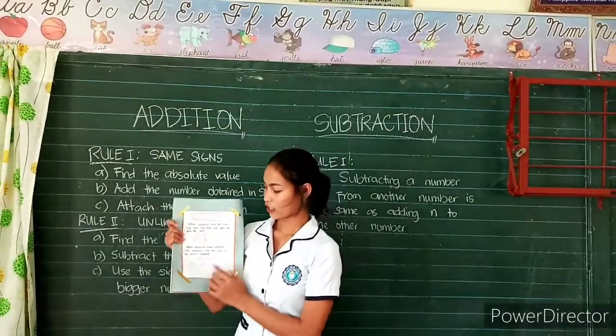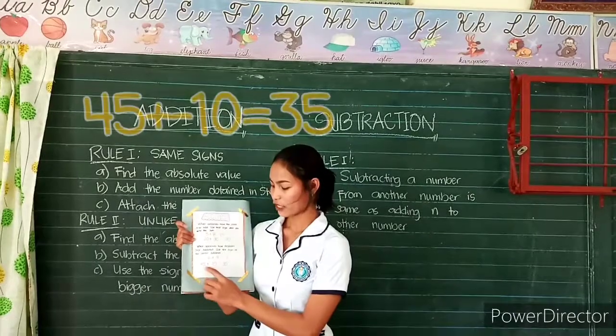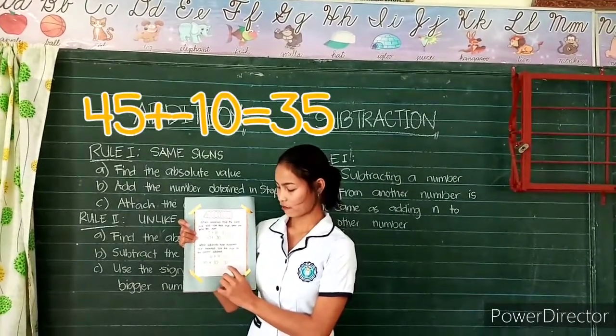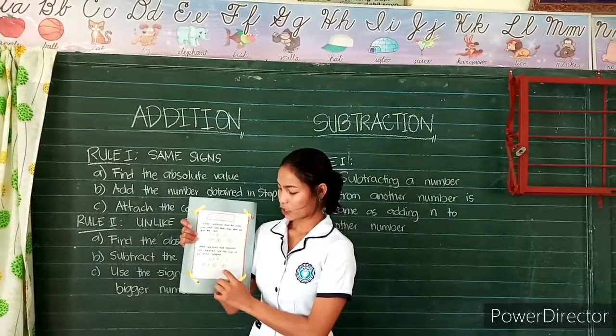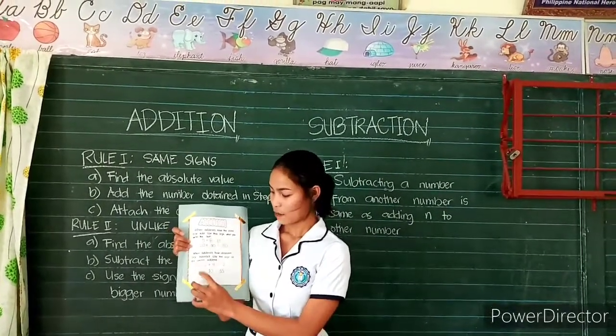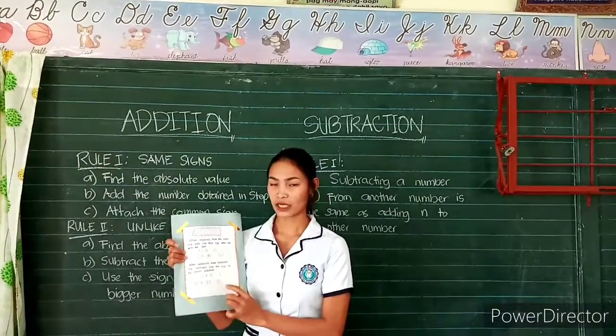Got it? So for the second example, 45 plus negative 10. The answer is positive 35. It is positive because 45 is bigger than 10 and its sign is positive. That is why the answer is positive 35.